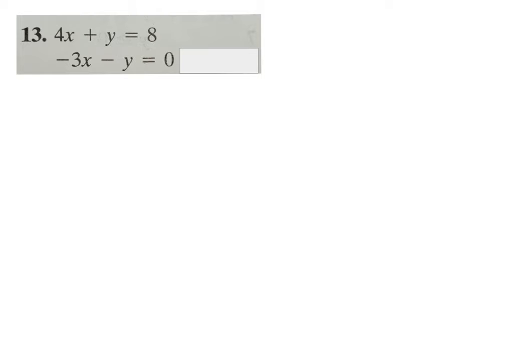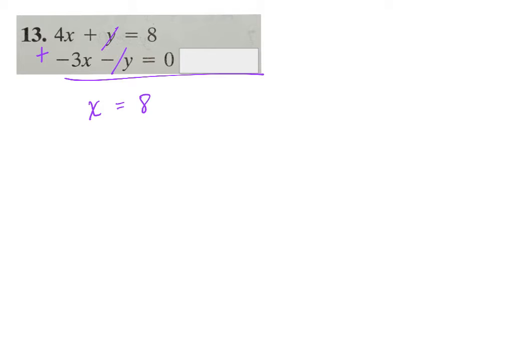This one was set up for you, and so you could go ahead and start adding here. Positive 4 and negative 3 give you positive 1. Positive 1 and negative 1 cancel. Positive 8 and 0 give you just 8. And so they were kind and you automatically solved there for 8.